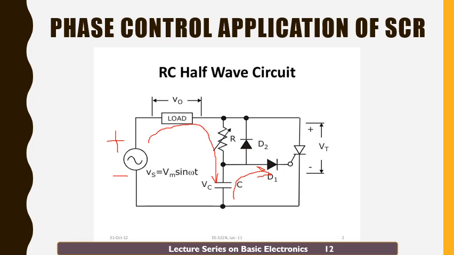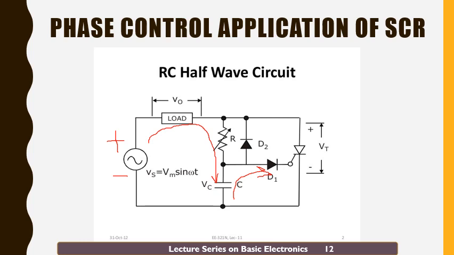Okay, so then what happens is the SCR is turned on, only then will you get a load voltage. Till then we will not have any output voltage across the load, whereas the applied input voltage across the thyristor remains the same. This is one scenario.